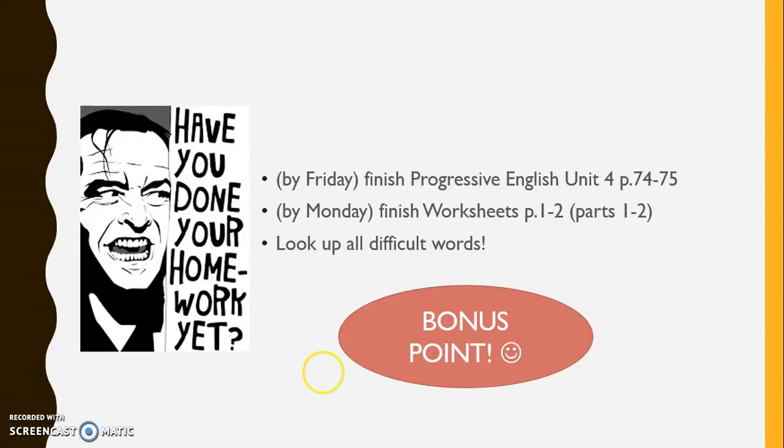So that's all for now. By now you should have already finished Progressive English Unit 4, the first exercise. By Monday, I also want you to finish the worksheets I have given you. Only work on parts 1 and 2 on page 1 and 2. If there are other difficult words that you do not understand, please look them up and then write down the definitions on the side. Make sure you do your homework.